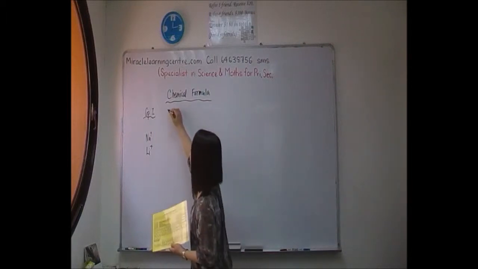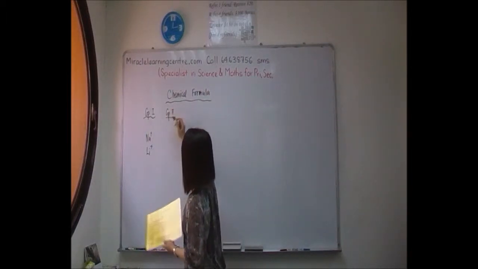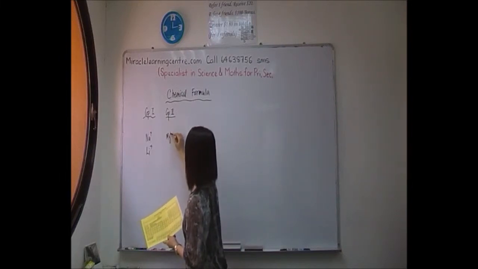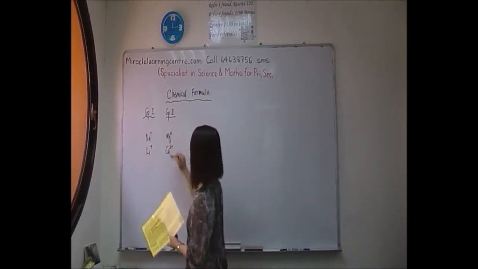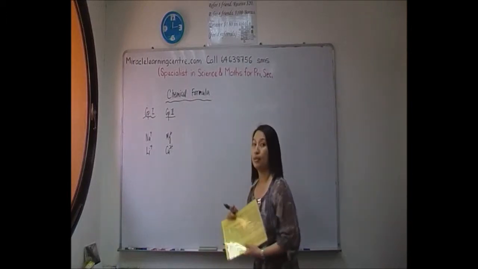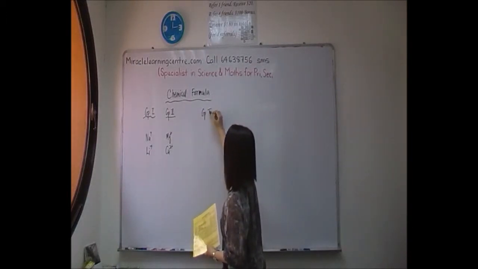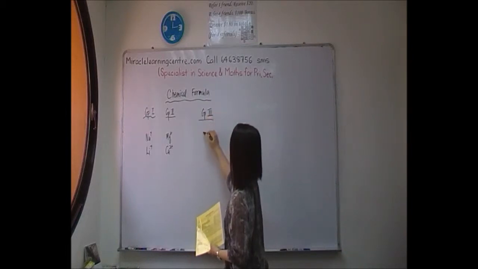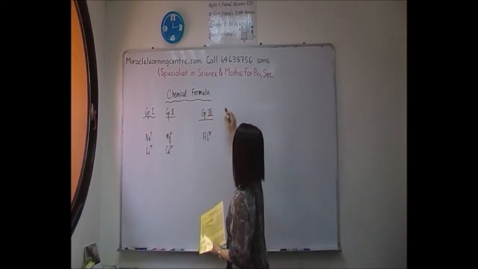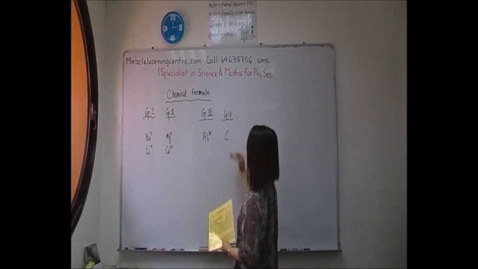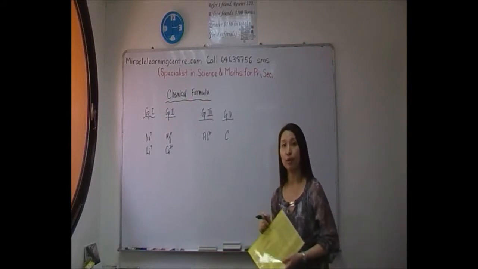Those in group 2 will have a charge of +2, like magnesium and calcium. These are the common elements in group 1, group 2, then we have group 3. Aluminium is the most common. Group 4, we have carbon. Carbon can be +4 or -4.